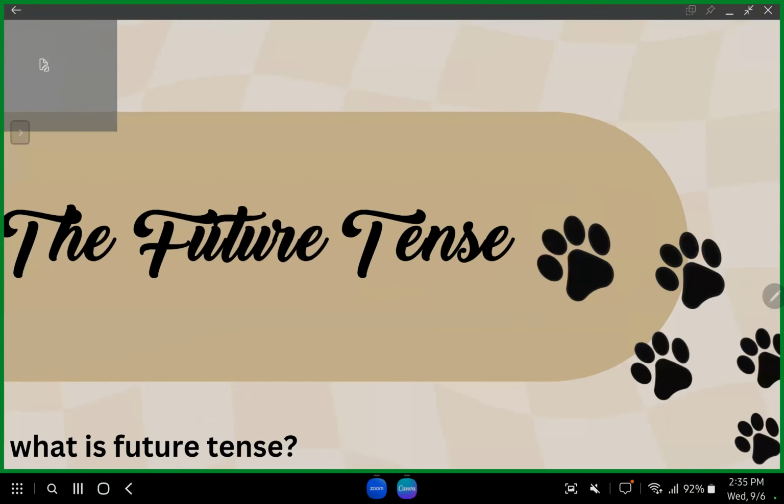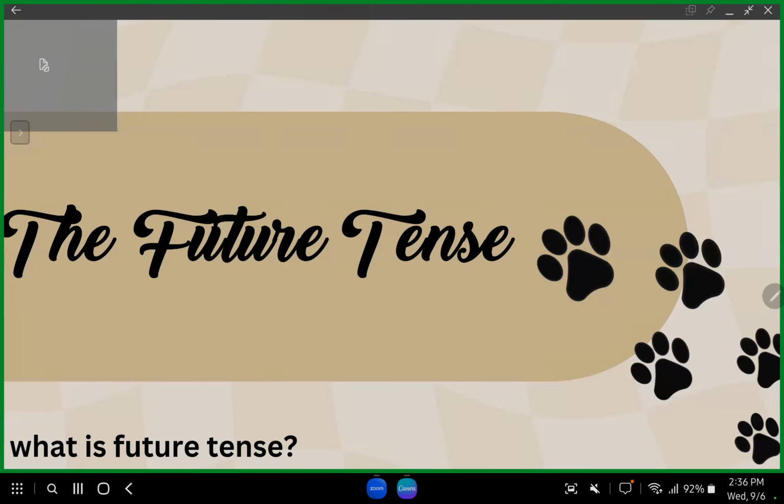Then our main topic of discussion today is the future tense. So could you please tell me, what do you think future tense is? I think the future tense is in time to come, in the future.